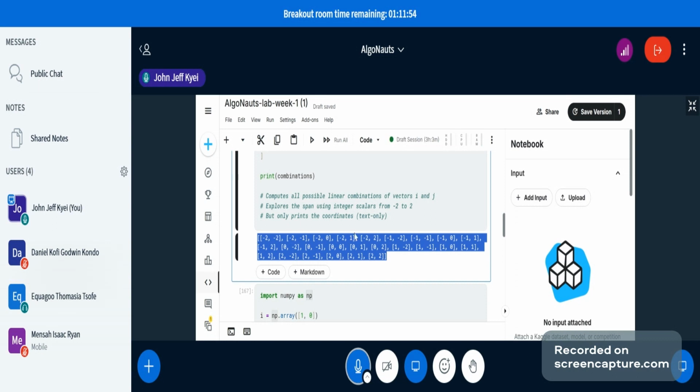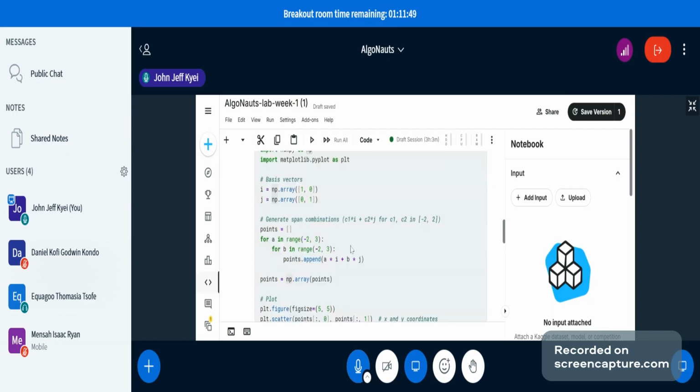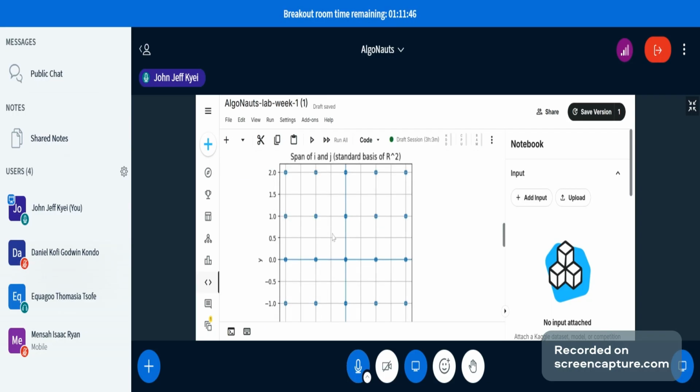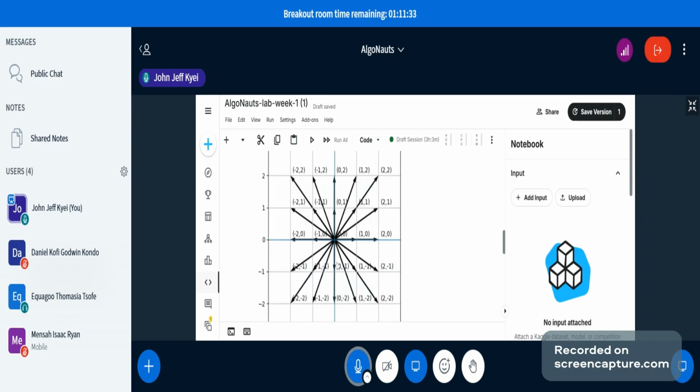And once you plot them on the graph, you're going to get something like this, right? So we're going to get all the points here. And you realize that if you trace all these points, they all pass through the origin somehow. So this is over here.